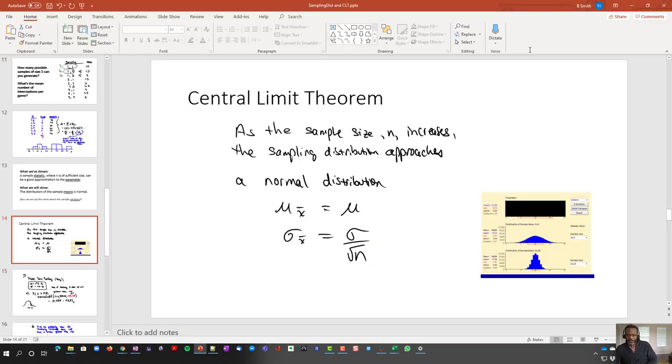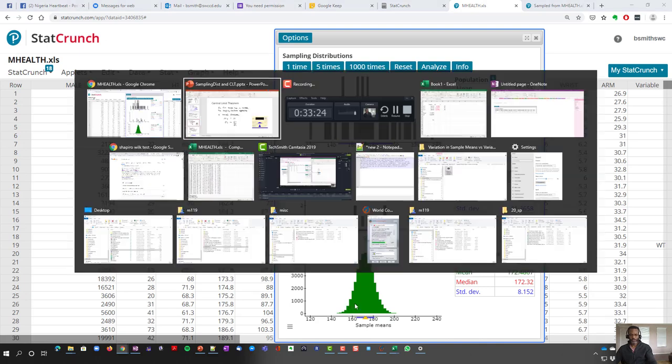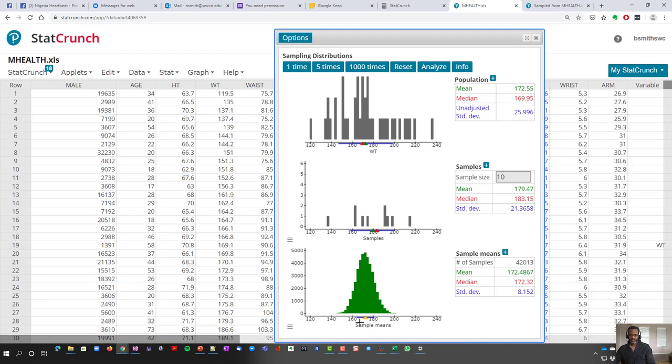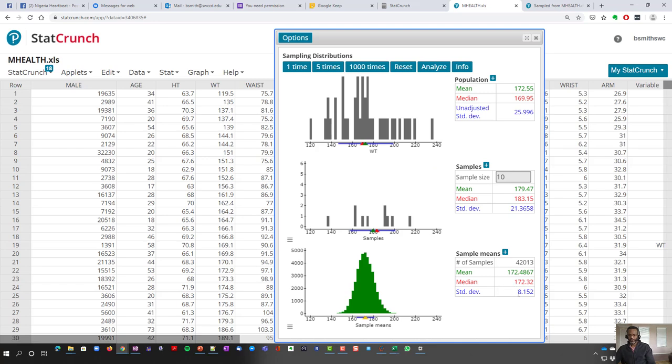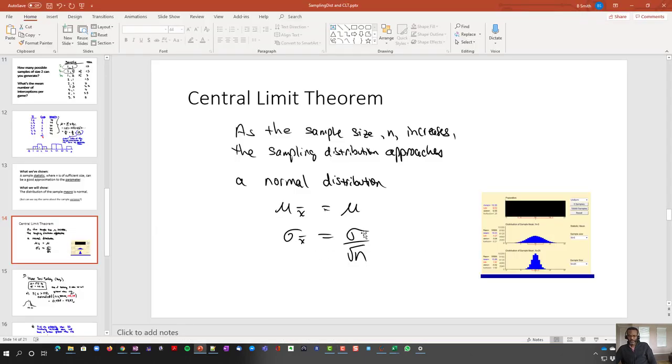So that's what the central limit theorem gives us. And it does a better job as the sample size increases. What it says is that the sampling distribution approaches a normal distribution, which is what we saw. And it also says that the mean of that distribution is going to approach the mean of the population, and that the standard deviation of that sampling distribution is going to be more narrow, right? It's going to be 8.152 versus 25.996, and in fact it's even more than that. It tells us that if we know what the standard deviation is for the population, we can make a statement about what the standard deviation is for the distribution of the samples, the histogram of the samples.